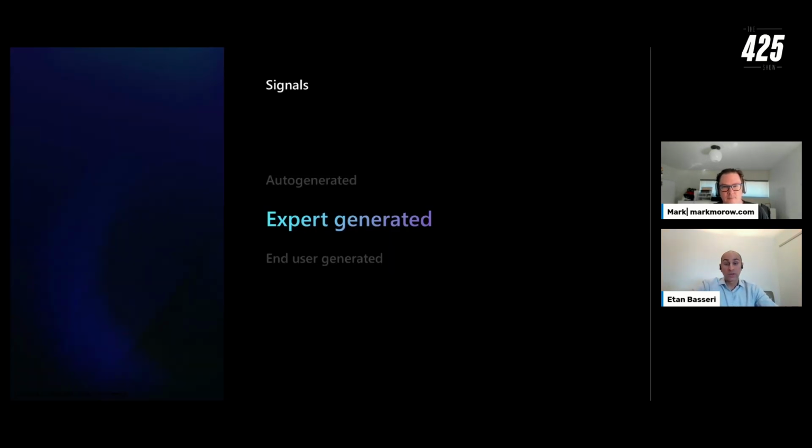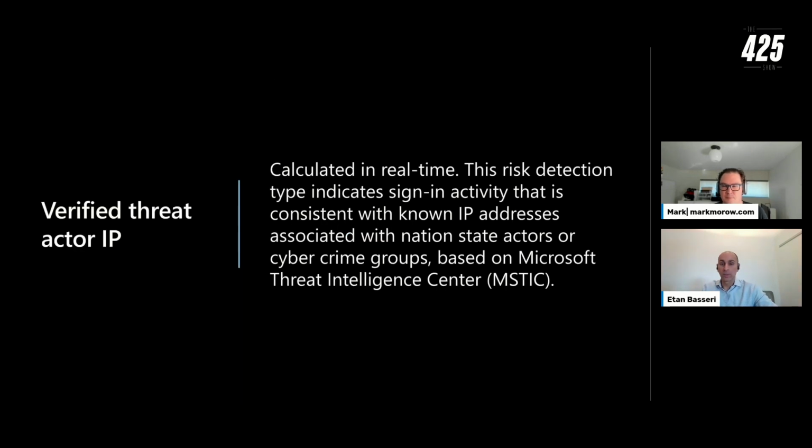So that covers some of the auto-generated stuff. So expert-generated, I alluded to this before, but this is cases where we have our security research teams that are working every day to defend our customers. One of the most prominent groups is Microsoft Threat Intelligence Center, and we just went generally available with a detection that uses information from them. They track threat actors, both nation state actors and cybercrime groups. So when we see an IP address that MSTIC has confirmed is being controlled by one of those actors, we will report it to you. And this fires thousands of times a day. So it's a high risk detection.